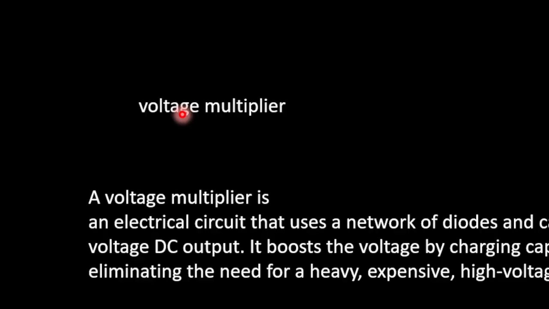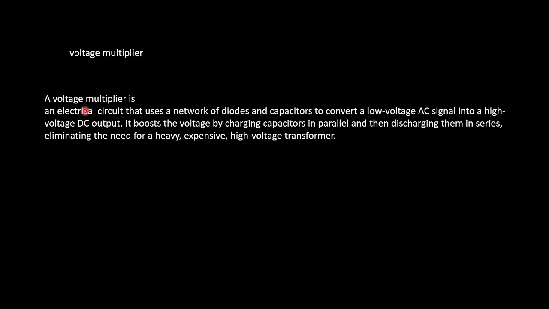Okay, now we'll discuss voltage multipliers. A voltage multiplier is an electrical circuit that uses networks of diodes and capacitors to convert a low voltage AC signal to a high voltage DC voltage. It boosts the voltage by charging the capacitors in parallel and then discharging them in series, eliminating the need for a heavy, expensive, high voltage transformer. So instead of using a transformer, we can use a simple circuit to amplify signals.